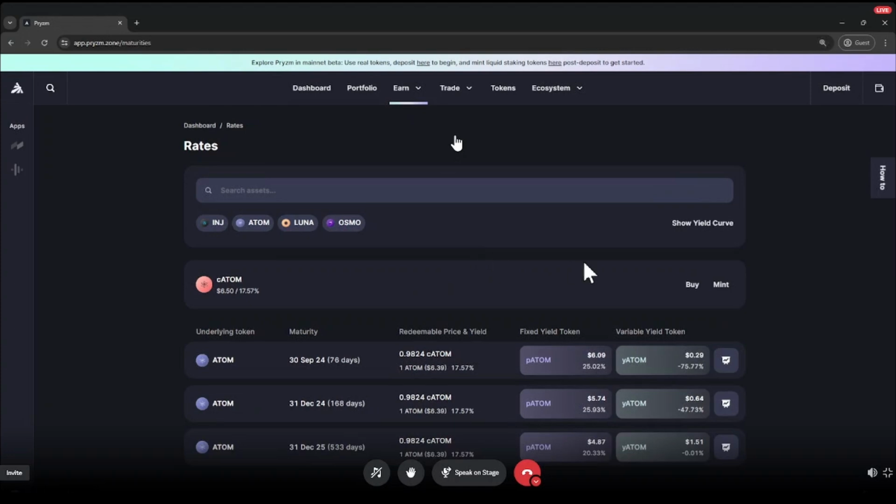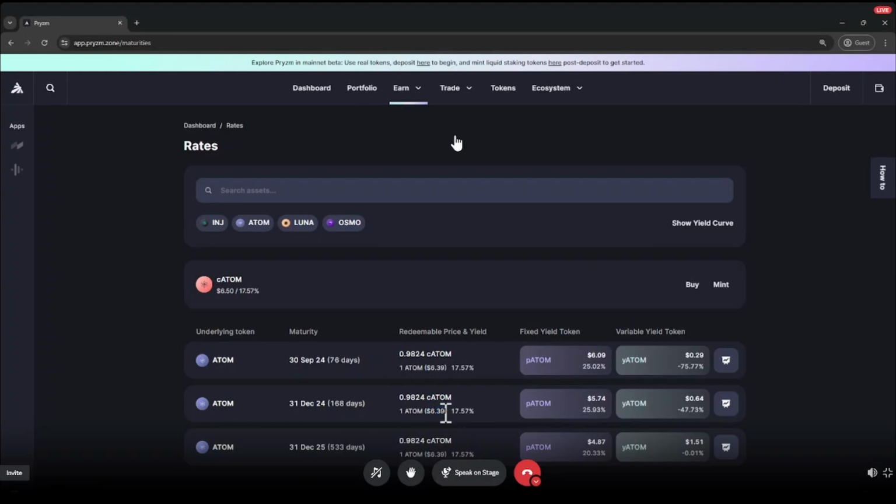Hopefully everyone can still see my screen. So here we've got 25.93%. What does that mean? What do these numbers mean? That means that I can buy one pATOM now, and it's going to cost me $5.74. And at maturity date of 31st of December, 168 days, that one pATOM is going to be redeemable for one ATOM. So at current prices, that means $5.74 now is going to be worth $6.39 in 168 days.